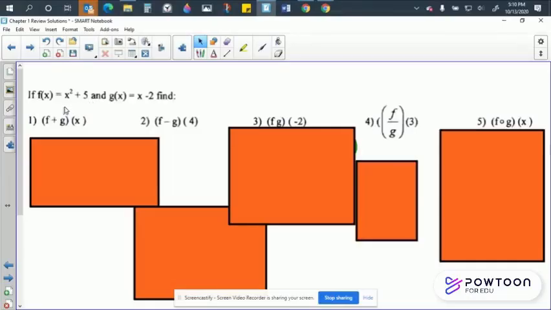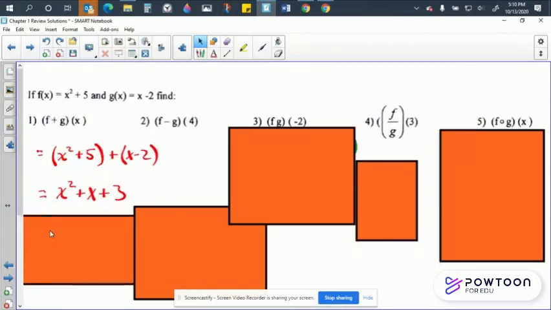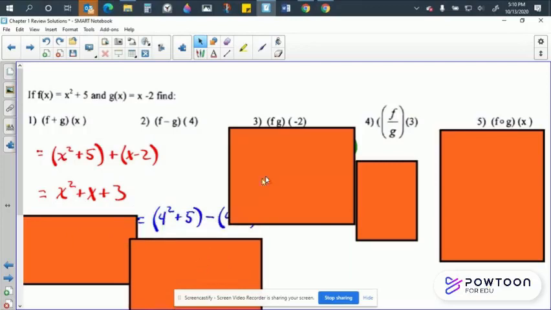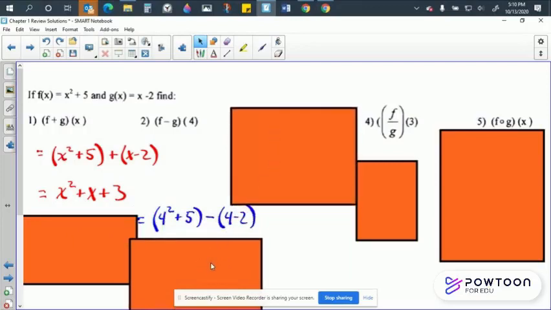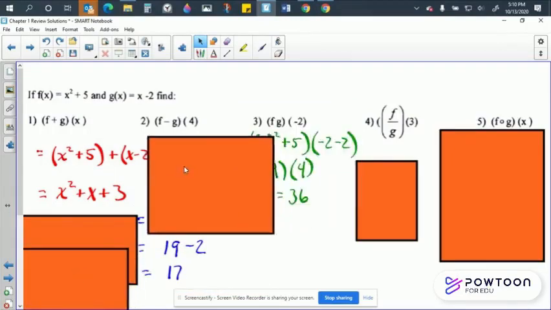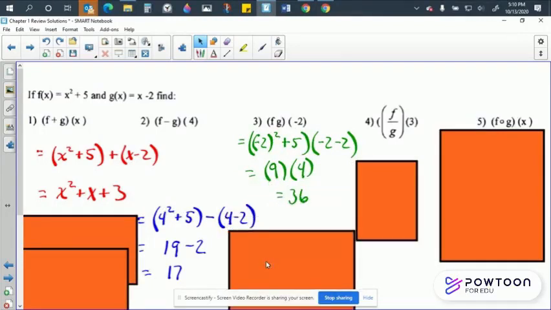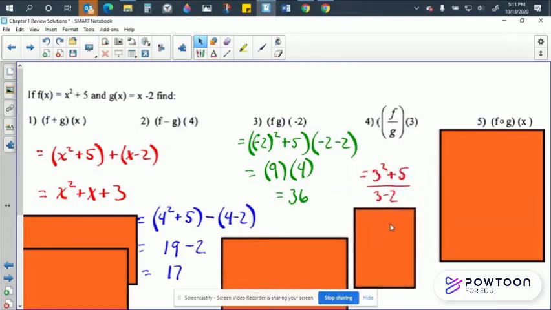Okay, now I have the functions x squared plus 5 and x minus 2. If I want to find f plus g of x, add them together and simplify. F minus g at 4, we can find f at 4 and g at 4, and we end up with 17. And to find f times g of negative 2, we can plug negative 2 into f and g and multiply those two answers together. And f divided by g at 3, divide those two answers, and we get 14.